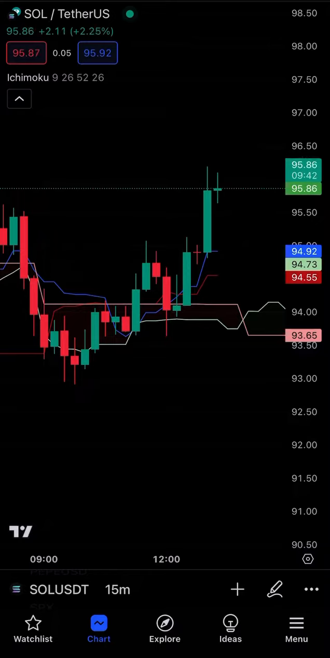And also you need to take cognizance of the conversion line and the baseline. The conversion line needs to form above the baseline. Do not forget that. That's for a buy signal. And for a sell signal, the baseline needs to form below the conversion line. Now that is basically how it works.